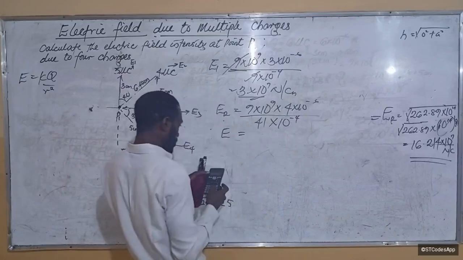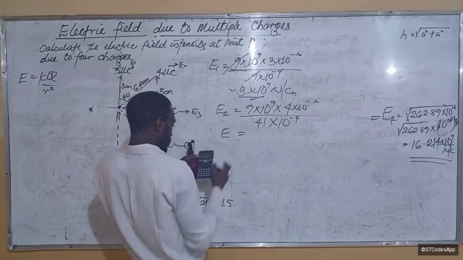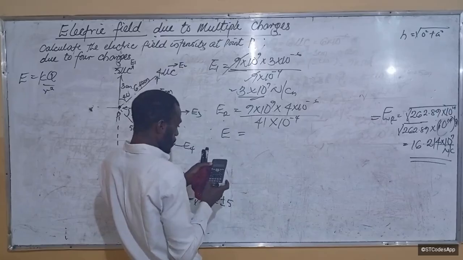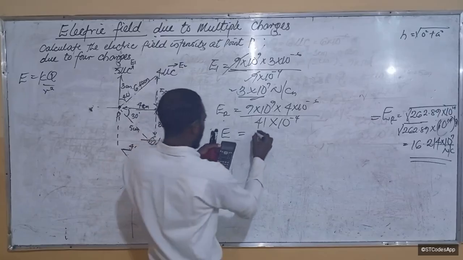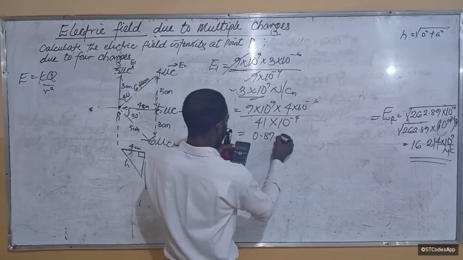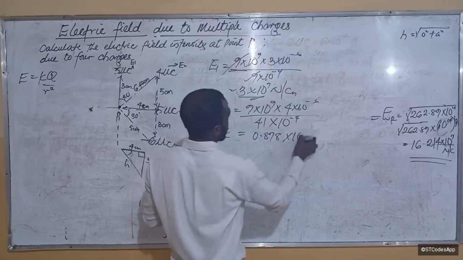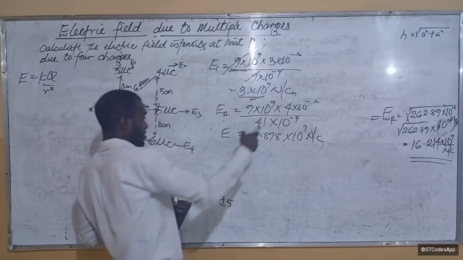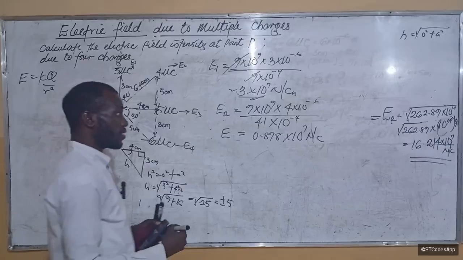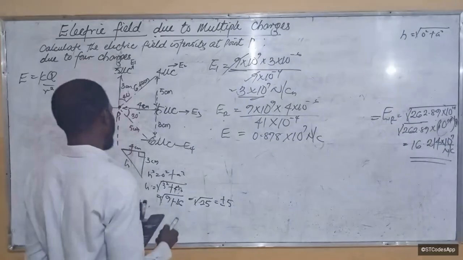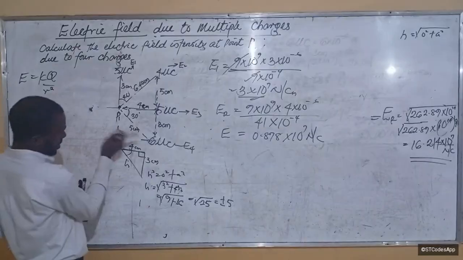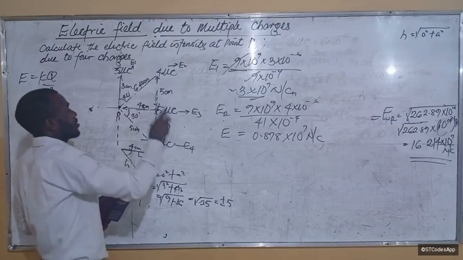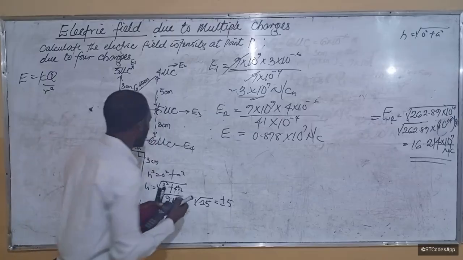By the time you solve this, E2 becomes 36 over 41. 9 times 4, 36. So 36 divided by 41 gives you 0.878 times 10 to the power 7 Newton per coulomb. Seeing that everything is giving us 7 so far, let's not convert yet. Then for the next guy, you calculate, this will be your distance.